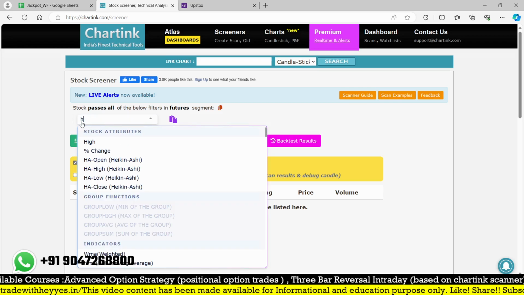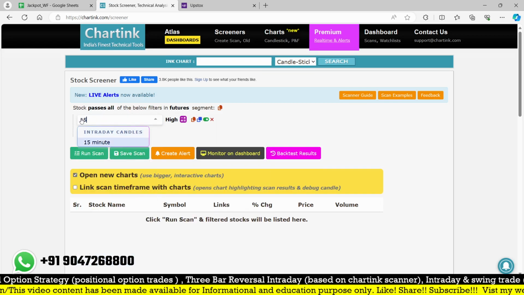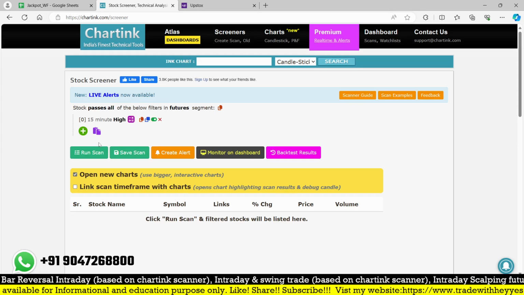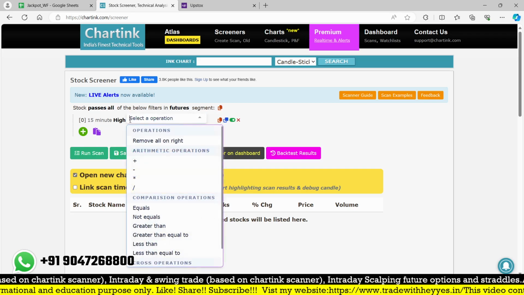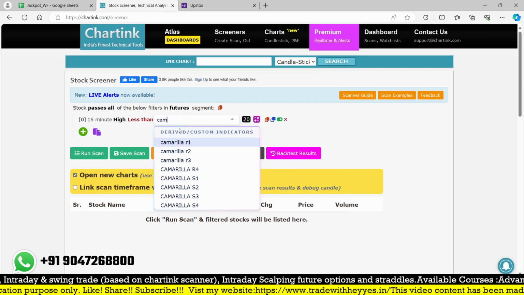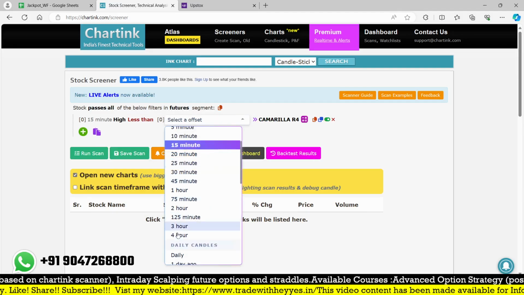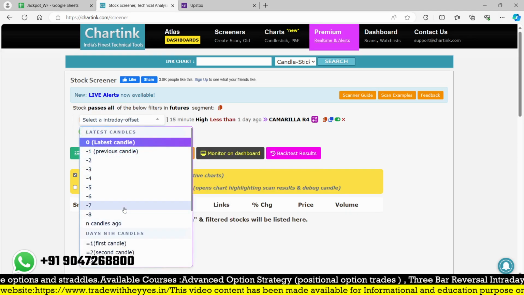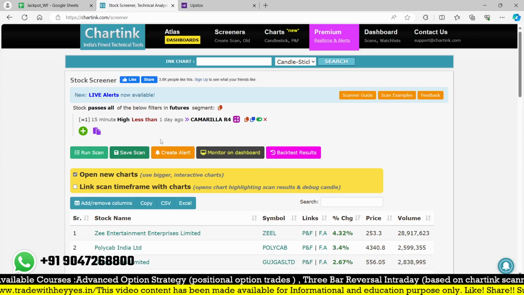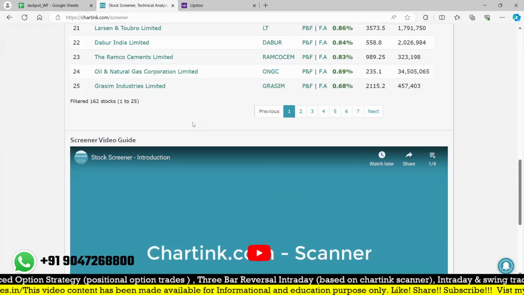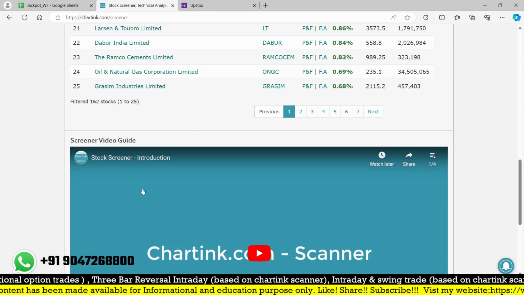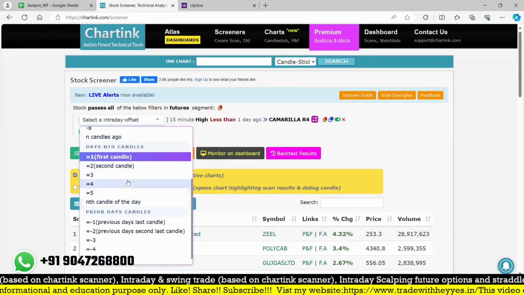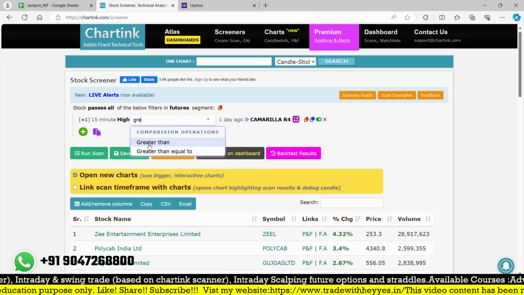Simply, I'm going to create the high of the first 15 minutes candle. We're not going to look at the stock options, we are going to look only at the stocks. We need to cross check with that, so it should be less than the Camarilla R4, that should be the 1 day ago daily Camarilla. So we are looking at the first candle. Okay, so these are the stocks having potential, almost 160 to 162 of 183 stocks which give the breakout. So let me check those stocks where the first candle is greater than Camarilla R4.